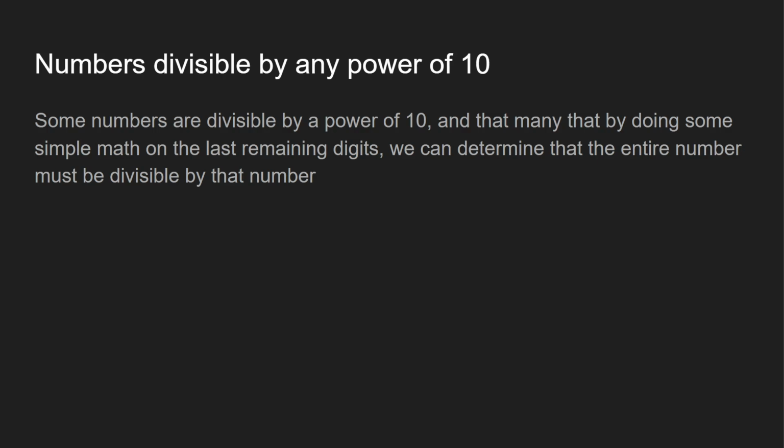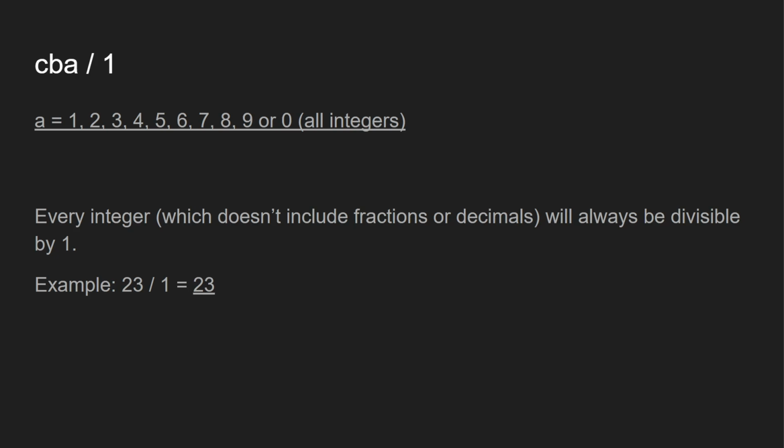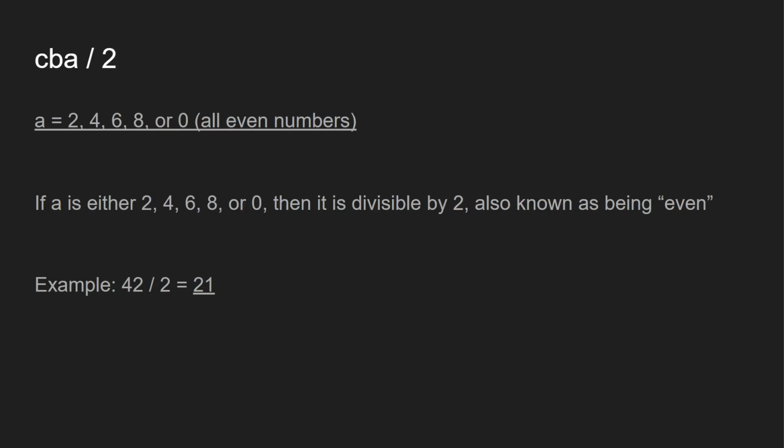So that applies to all of these numbers in this first category, which are numbers that are divisible by any power of 10. So first example is 1. Pretty straightforward. I don't think I really need to explain it. Every number is divisible by 1 as long as the final digit is 1, 2, 3, 4, 5, 6, 7, 8, 9, or 0. Literally every integer is divisible by 1. In fact, that is the definition of being an integer. So I don't think I need to explain it any further.